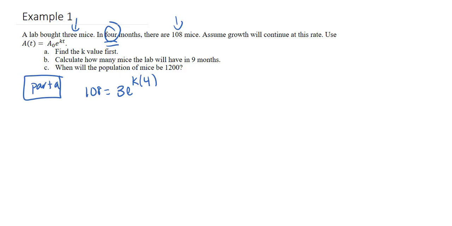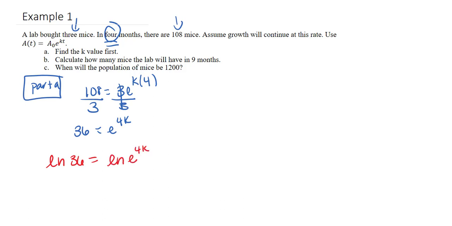First thing we're going to do is get rid of this 3 here. We're going to divide by 3 on both sides. So 108 divided by 3 is 36. Then we have e raised to the 4k. I just put the 4 in front. Now this is the cool thing. When we take the natural log on both sides, because whatever we do to one side, we do to the other, we take the natural log of e to the 4k.